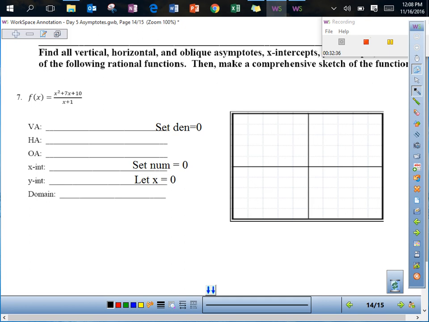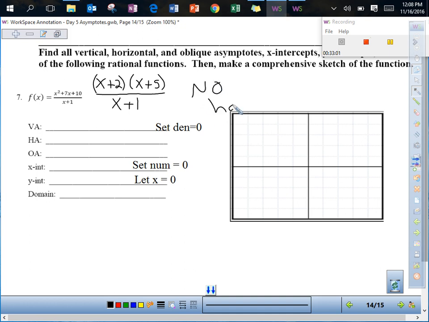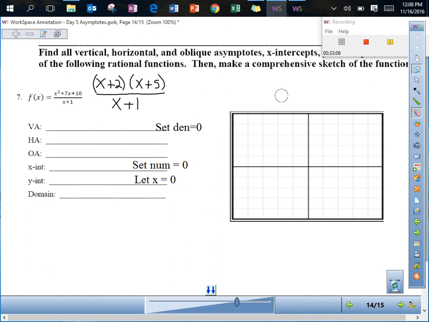So once again, this one has a little bit of stuff to it again. I need to factor it if I can. So I'm going to have x plus 2 times x plus 5 over x plus 1. Notice this. You can't cancel anything out. So the one thing that I know, there is no hole in this graph. My vertical asymptote, set that denominator equal to 0 and get x equal -1.